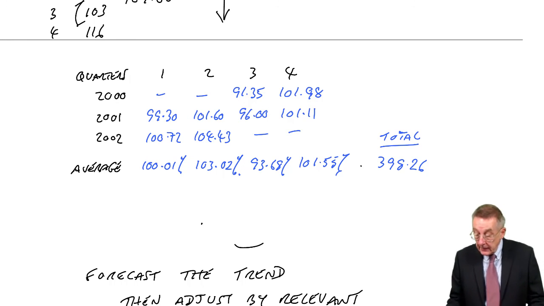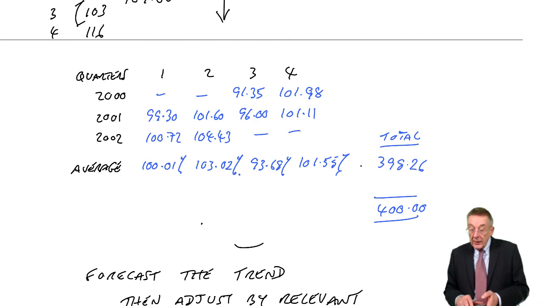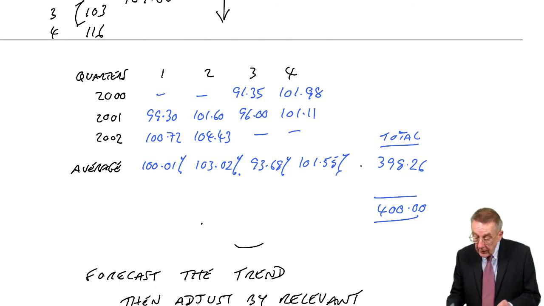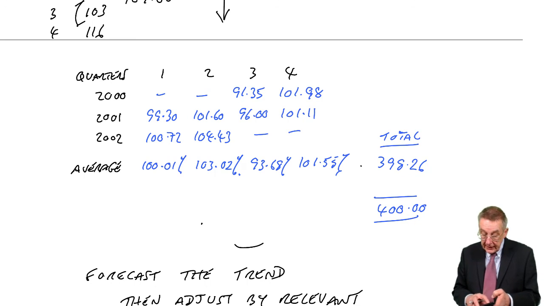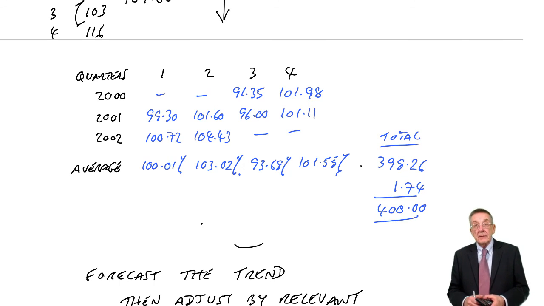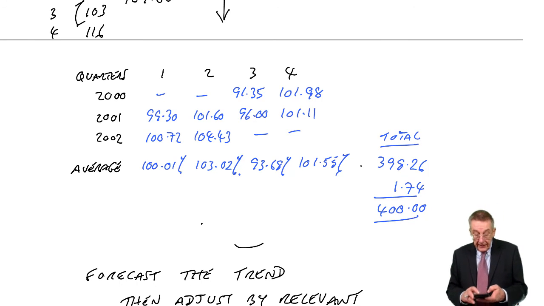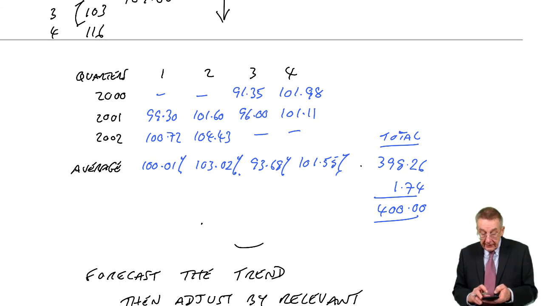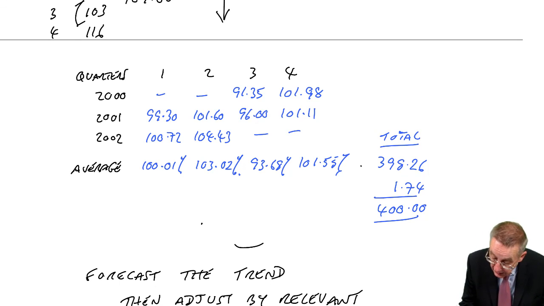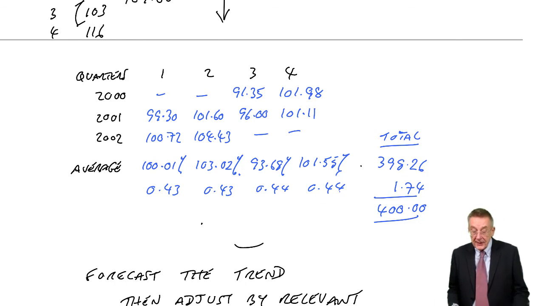Well, again, this should add up in an ideal world to 400. And so we need to increase them all a little bit. We need an extra 400 minus 398.26. We need an extra 1.74%. Well, if we add a quarter of that to each of them, then they will add up to 400. So 1.74 divided by 4 will increase them by 0.43, 0.43, 0.44, 0.44. The rounding, we don't want to go to more than two places.